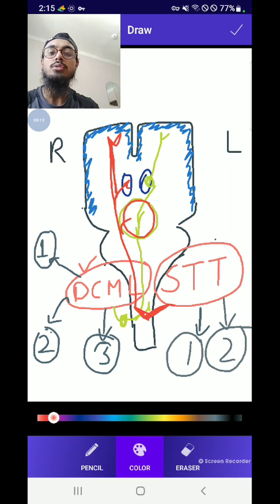The spinothalamic tract also has the same function, but the difference is where the axons cross to the opposite side. For the dorsal column medial lemniscus pathway, it happens in the brainstem, but the spinothalamic tract crosses over to the opposite side in the spinal cord. This is the most important. Okay guys, these are all the functions and their pathways. Two important pathways: the dorsal column medial lemniscus pathway and the spinothalamic tract.